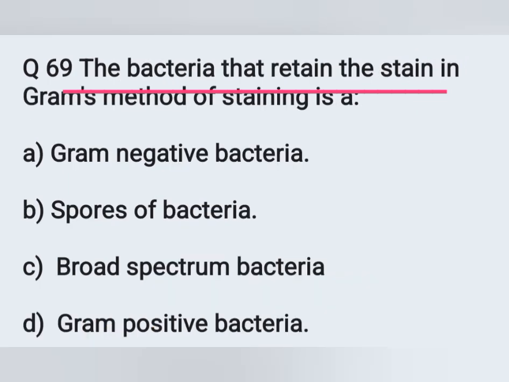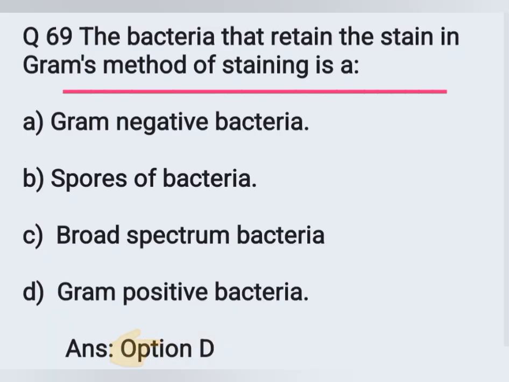And the next question, question number 69. The bacteria that retain the stain in Gram method of staining is a. Options: Option A, Gram negative bacteria. Option B, spores of bacteria. Option C, broad spectrum bacteria. Option D, Gram positive bacteria. Our question is, which type of bacteria retains the stain in Gram method of staining? It is Gram positive bacteria. Option D is the correct answer.